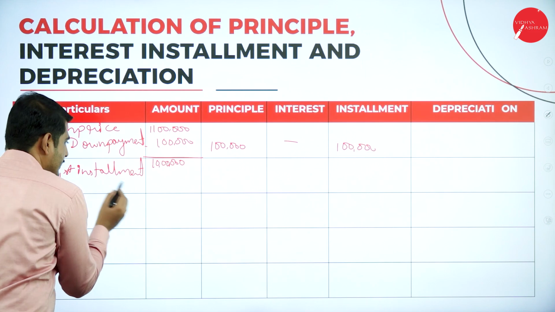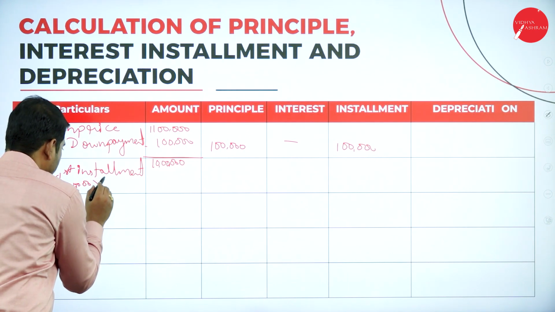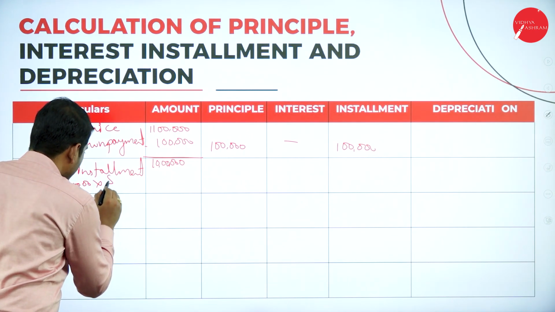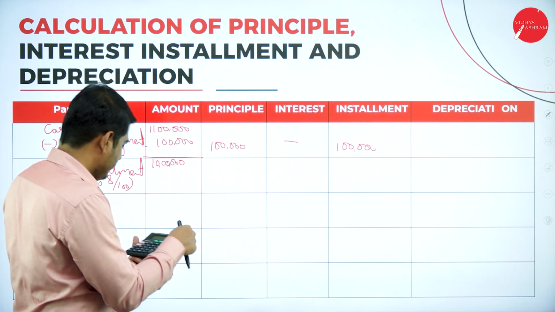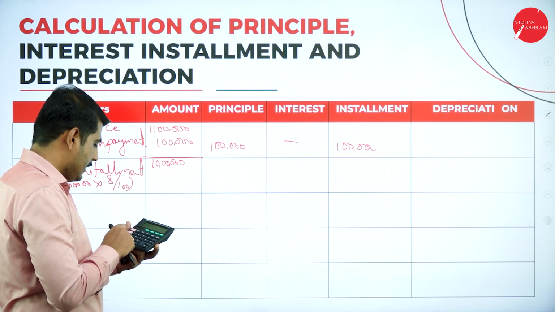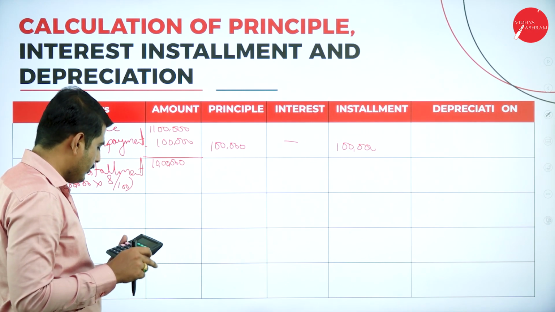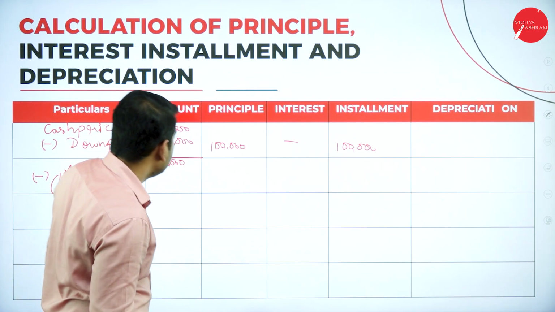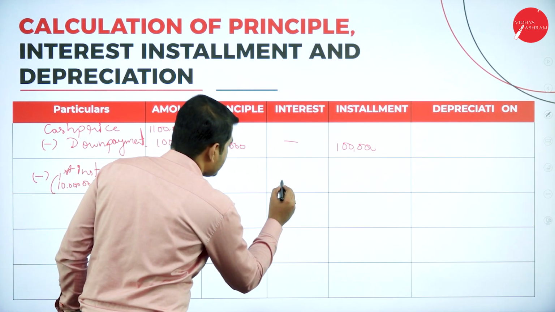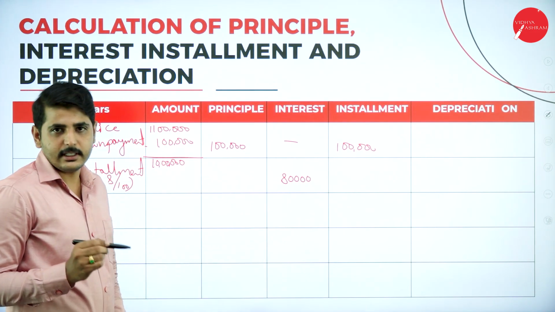So interest, let's calculate here itself. 10 lakh into, what is the rate of interest? 8%, 8 by 100. So let's calculate this 10 lakh into 8%. It will become 80,000. So what is our interest for the first year? 80,000 is the interest.